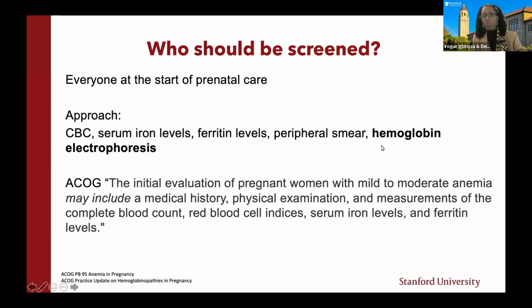I have here highlighted hemoglobin electrophoresis. It used to be recommended by race and ethnicity-based screening, but recent guidelines actually recommend universal screening, looking for sickle cell and thalassemias for every pregnant woman. And so here's just a quote from ACOG that the initial evaluation of pregnant women with mild to moderate anemia may include medical history, exam, and the blood indices that we listed above.